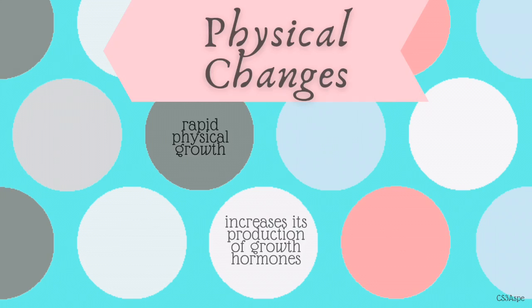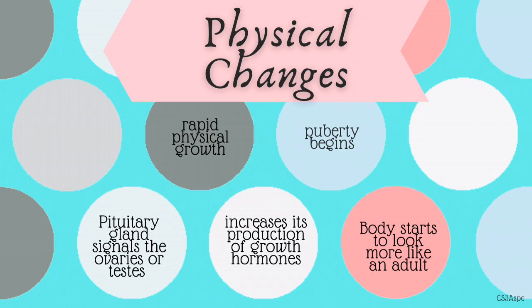and social changes. Rapid physical growth. Puberty begins and the body becomes physically able to produce children. Pituitary gland signals the ovaries or testes to begin producing sex hormones. Pituitary gland also increases its production of growth hormones. Growth hormones are chemical messengers that stimulate growth. Body starts to look more like an adult.